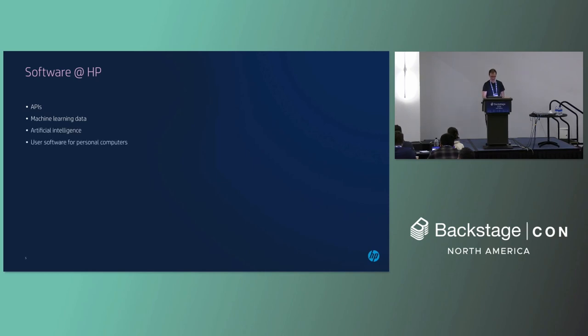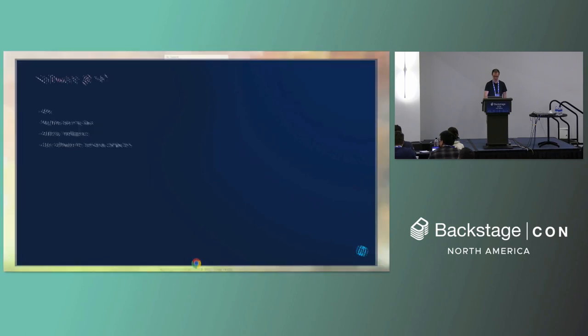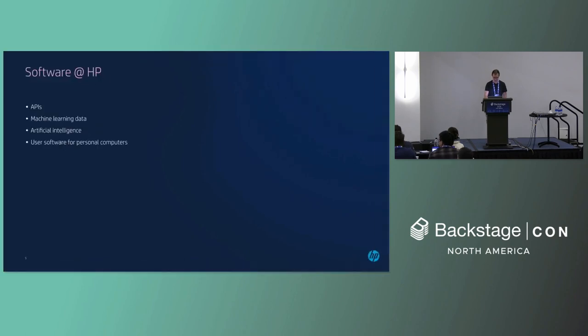We've got printer drivers, we've got firmware, we've got machine learning, we've got artificial intelligence, we've got, obviously, software for people's computers. You know, we sell a lot of computer hardware. We've got all these different things. We've got web apps, we've got mobile applications, everything that you can imagine that a modern tech company has. Just because HP is old, it doesn't mean we don't have them. And more.